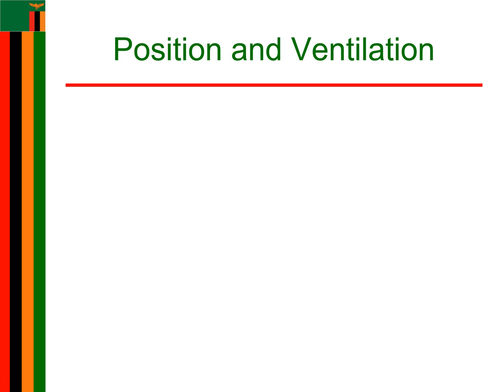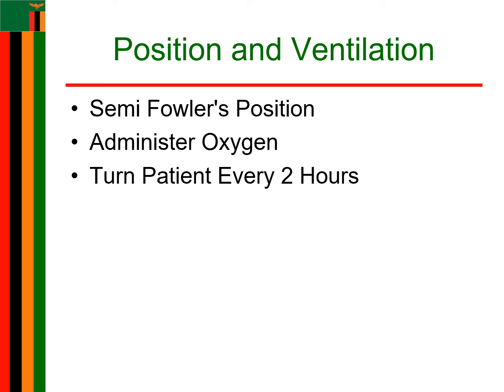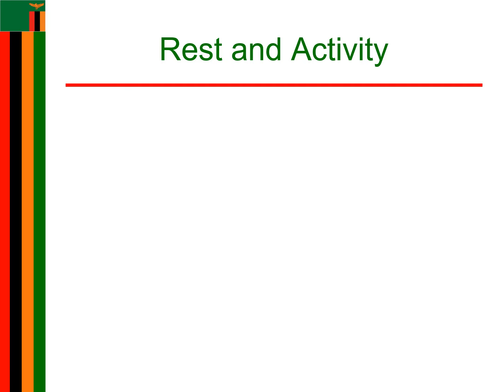Apart from the nursing environment, one of the things that you also need to take into consideration is the position and ventilation of the patient. You need to position the patient in a semi-Fowler's position to promote lung expansion when the patient is dyspneic. If the patient is dyspneic, administer oxygen 4 to 6 liters per minute in an adult. As soon as the patient recovers, make sure that the patient adopts any position of their choice to promote comfort. And also make sure that you are able to turn the patient every 2 hours to prevent the formation of pressure sores.